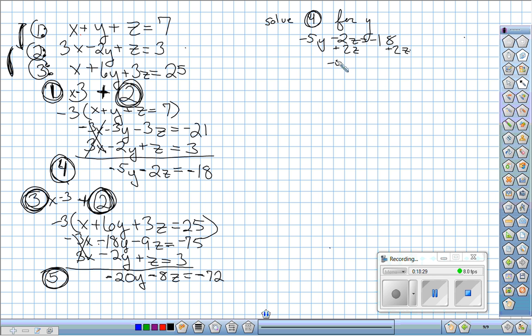So then I have negative 5y equals, I'm going to write 2z in front, minus 18. It's the same way. It doesn't really matter what order you put it in. Then I'm going to divide them both by negative 5.